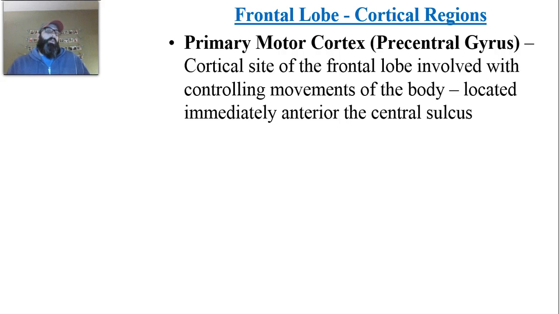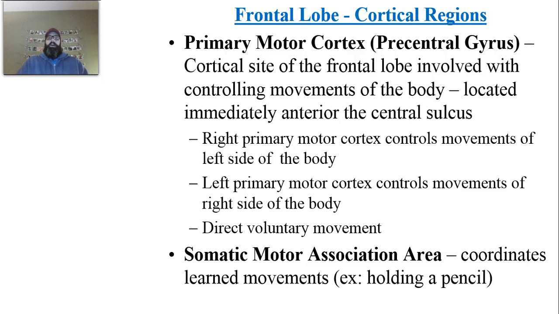So we're going to call those cortical regions. The first one is called the primary motor cortex. The primary motor cortex is actually located anterior to the central sulcus. So what that means is, if you have the central sulcus and you look towards the front of the body, it's going to be located on that first gyrus that extends down the left hemisphere and down the right hemisphere. What it does is it controls the movements of the body. And it's located immediately anterior to the central sulcus.